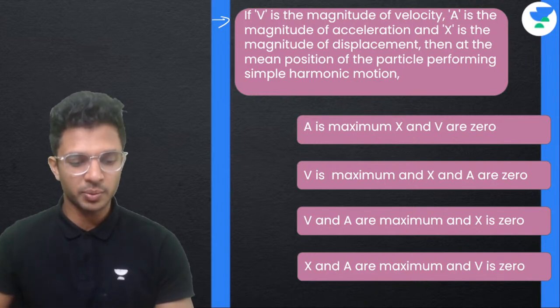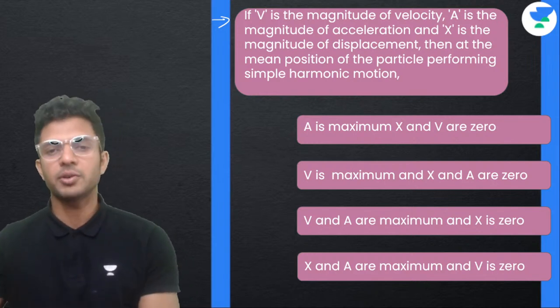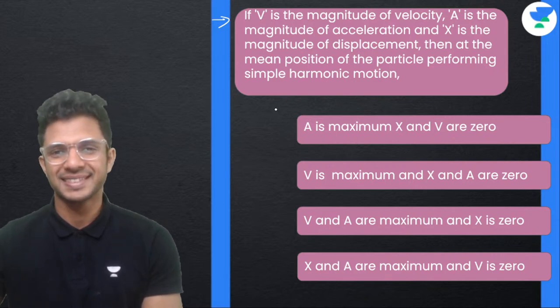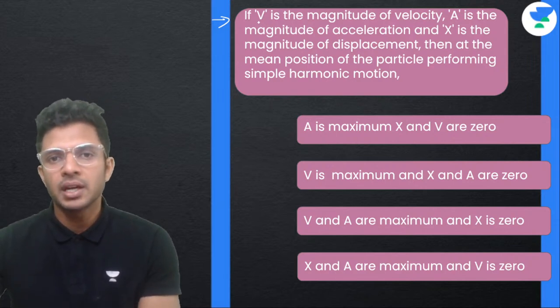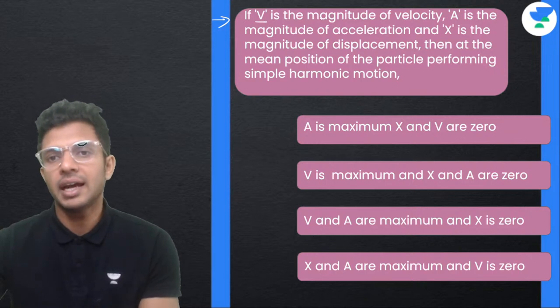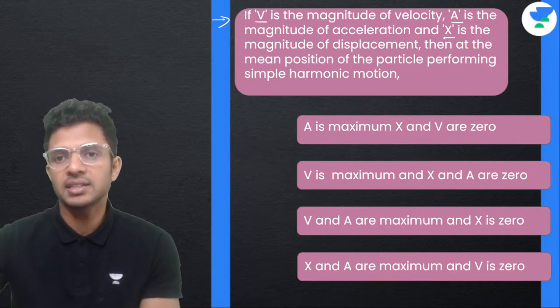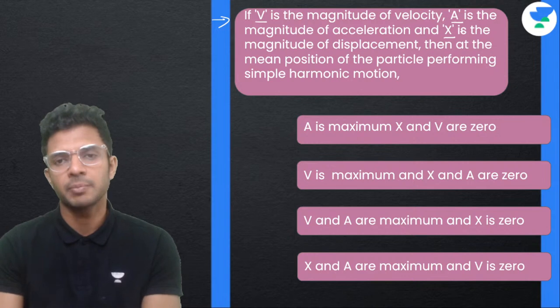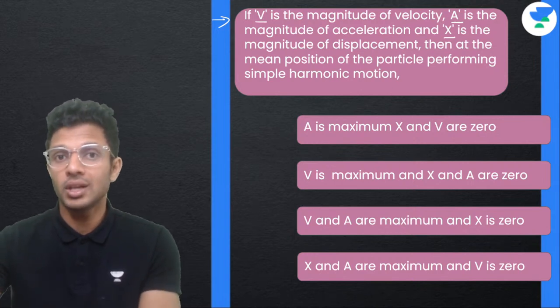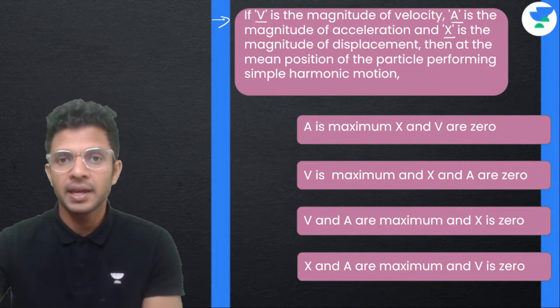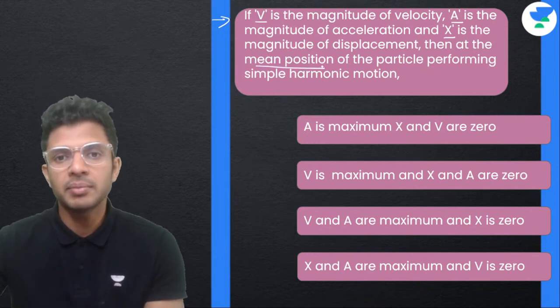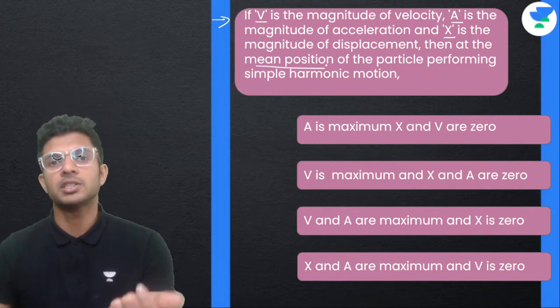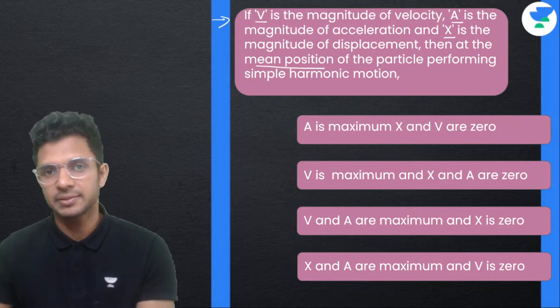Lakshman is only going for option A. Okay, dekhle. Now, V corresponds to the value of velocity, A for acceleration and X for displacement, right? The usual symbols for all these physical quantities. Question is, when it is at the mean position, what are the possible values of V, A and X?